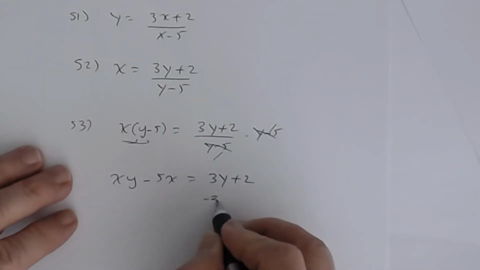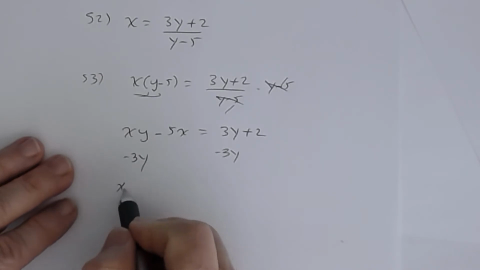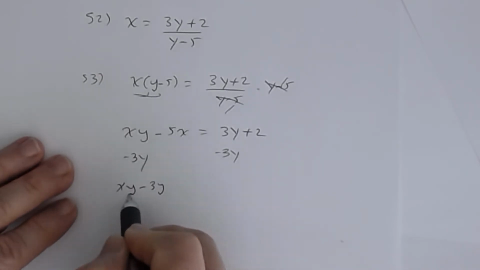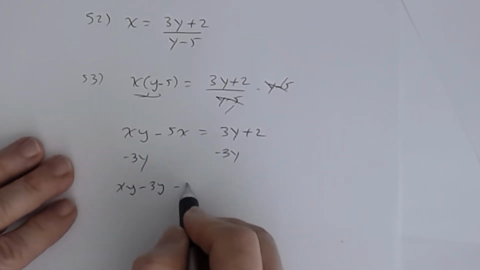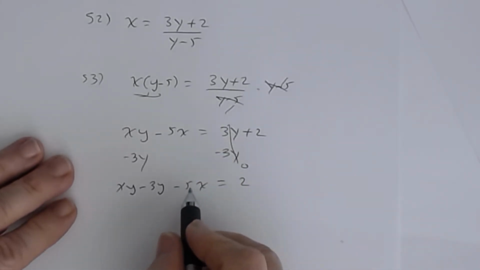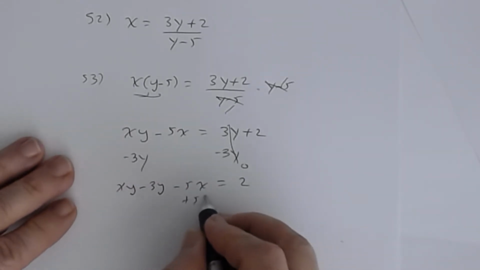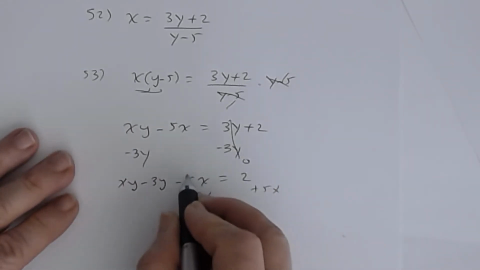So let's go ahead and subtract 3y from both sides. And so I get xy minus 3y, okay? Xy minus 3y minus 5x equal, this is 0, 2. Now, this doesn't have the variable y, so let's bring it to the other side. So I'm going to add 5x to both sides and combine like terms.